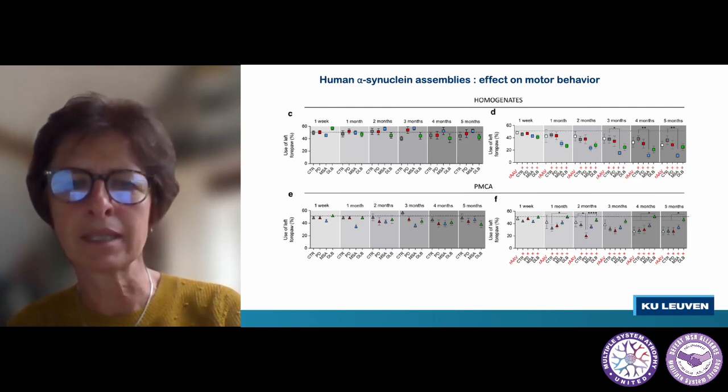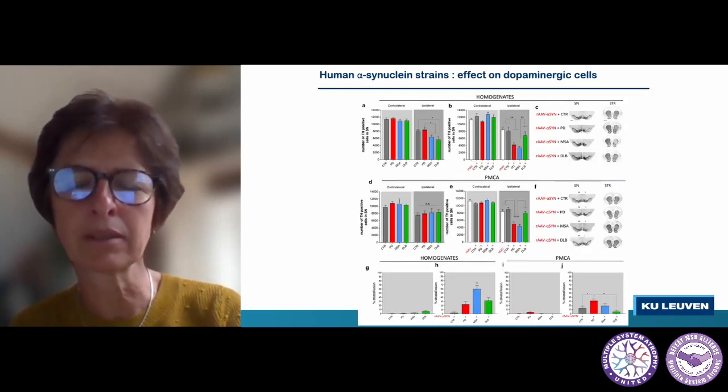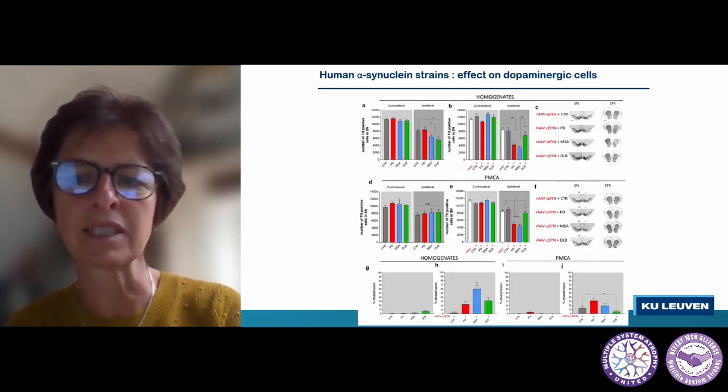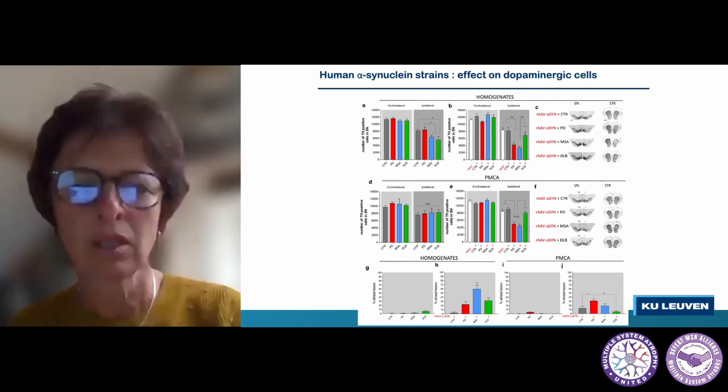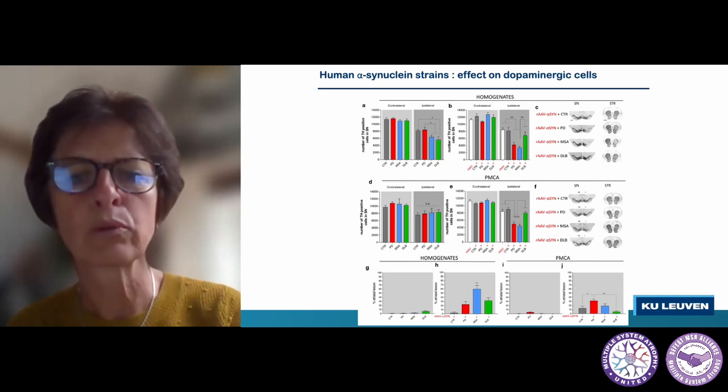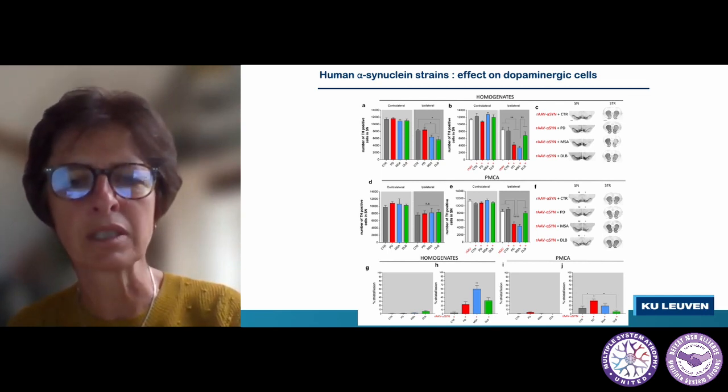We also looked at the brains, and we looked at dopaminergic cell loss, again for the different groups, and we looked at the loss of the terminals. Again, I will highlight the results. What we could see is that the MSA-derived material caused the most dopaminergic cell loss.